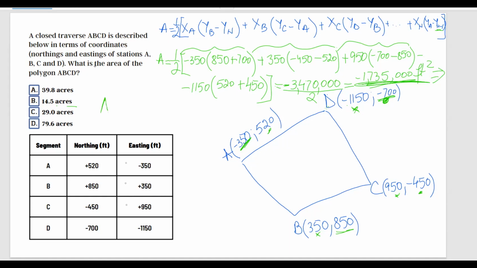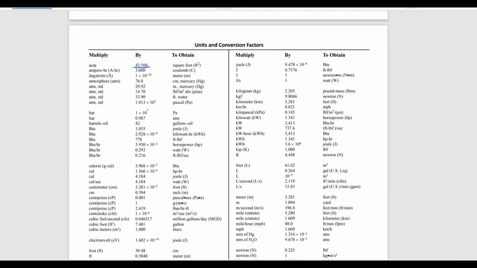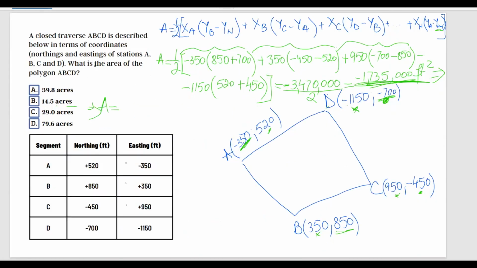And now we have to divide this by this number, as we just talked about. So now I'm going to take this number divided by 43,560, and I'm going to get 39.83. And now these are acres, my friends. There you go. Okay. 39.8. A is the correct answer.